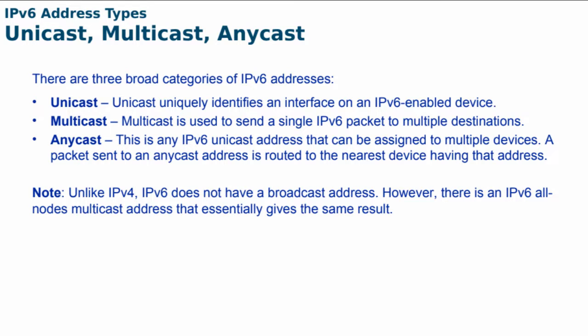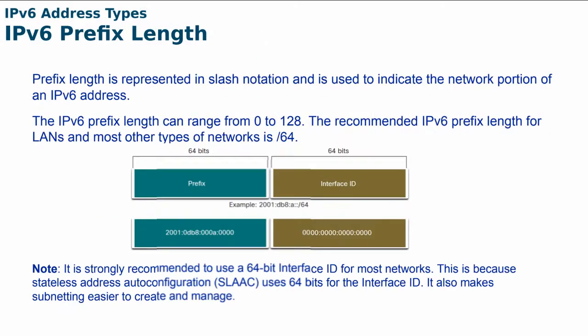Unlike IP version 4, IP version 6 does not have a broadcast address, if you notice. However, there is an IP version 6 all nodes multicast address that essentially gives the same result. So instead of broadcast in IP version 6, we have IP version 6 all nodes multicast. So if you choose multicast with all nodes, it's like broadcast.